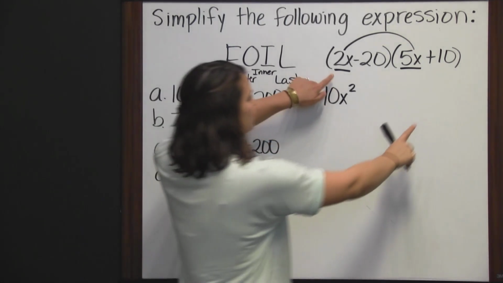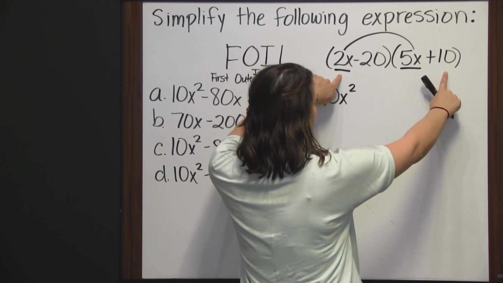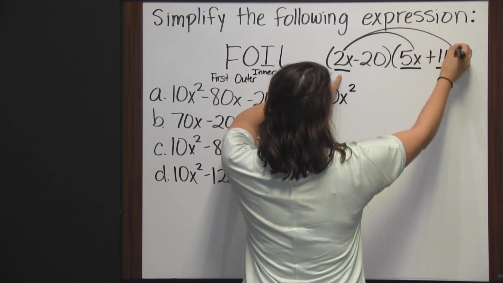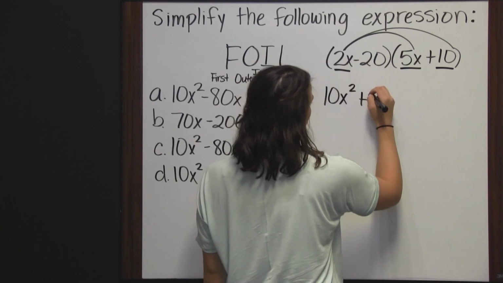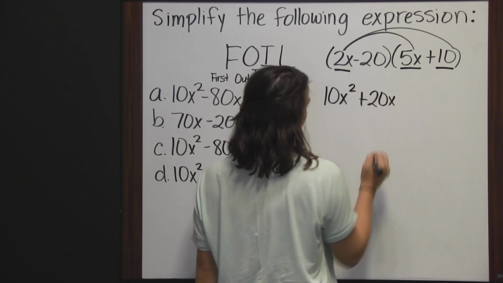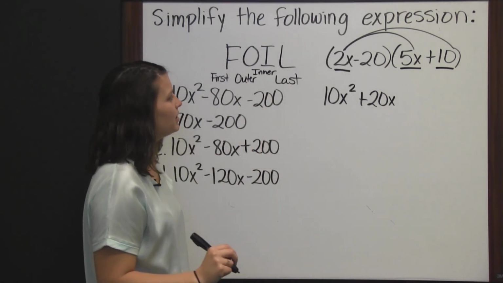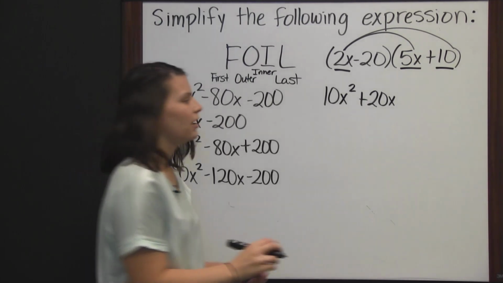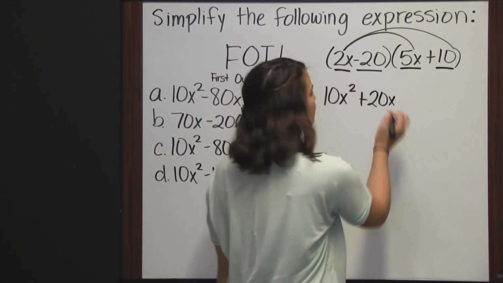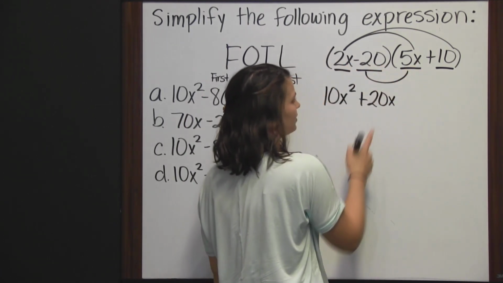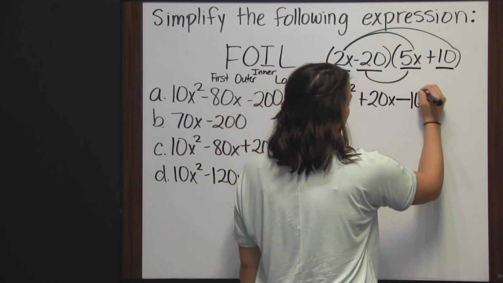The O again stands for outer. So that means to multiply the two outside terms. So 2x and 10 are the two terms on the outside, the outer terms. So 2x times 10, 2 times 10 is 20, so 20x. I stands for inner. That means to multiply the two terms on the inside. So that would be negative 20 times 5x. A negative times a positive is a negative. 20 times 5x is 100x.